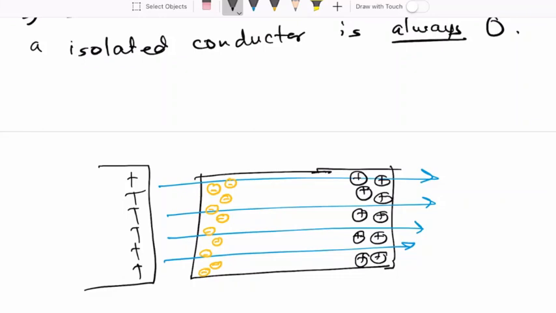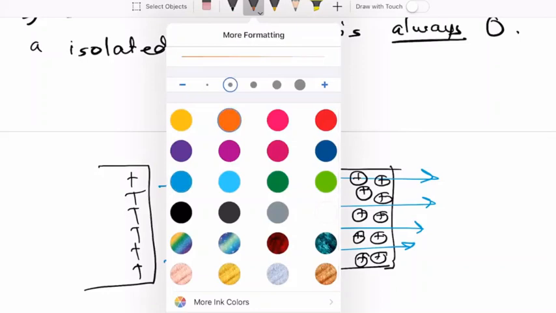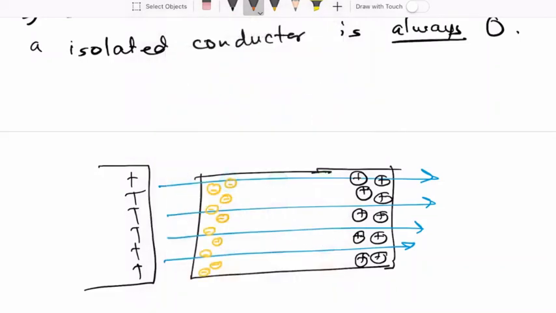And so what's going to happen as a result is that these internal charges will also have an electric field. And the electric field due to these charges that have been produced in the interior will look like this. It'll point from the positive to the negative charges. And as a result, the external and internal electric fields will eventually cancel out.